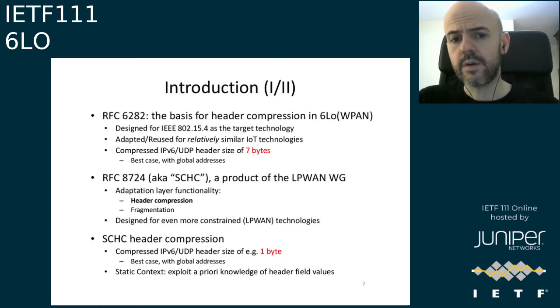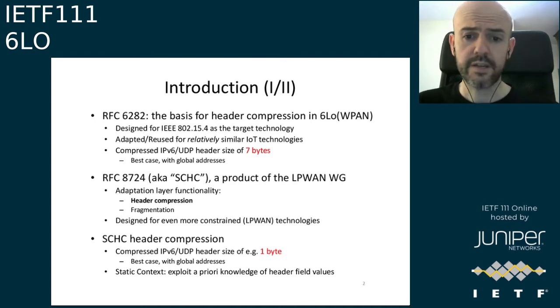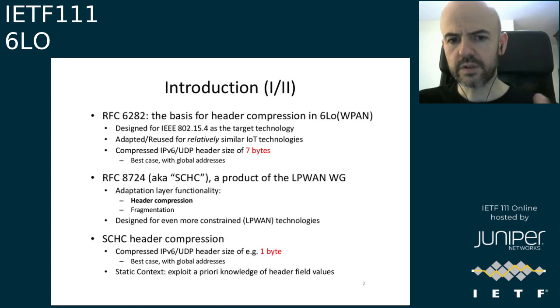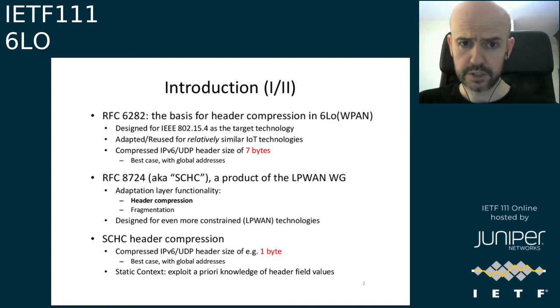On the other hand, last year there was the publication of RFC 8724, which is a product of the LPWAN working group. It's also known as SHIC, a framework which provides adaptation layer functionality. Basically, there are two main sublayers in SHIC, header compression and fragmentation. It has been designed for LPWAN technologies, which are even more constrained than the 6Lo or 6LoWPAN technologies we usually handle. If we focus on header compression, SHIC is capable of compressing a 48-byte IPv6 UDP header down to, for example, just 1 byte, again in the best case with global addresses. It is based on the use of static context, and the technique here is exploiting a priori knowledge of header field values. Next, please.